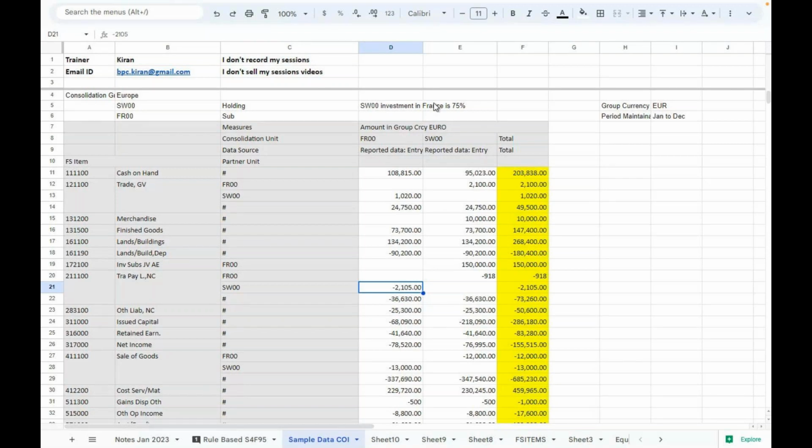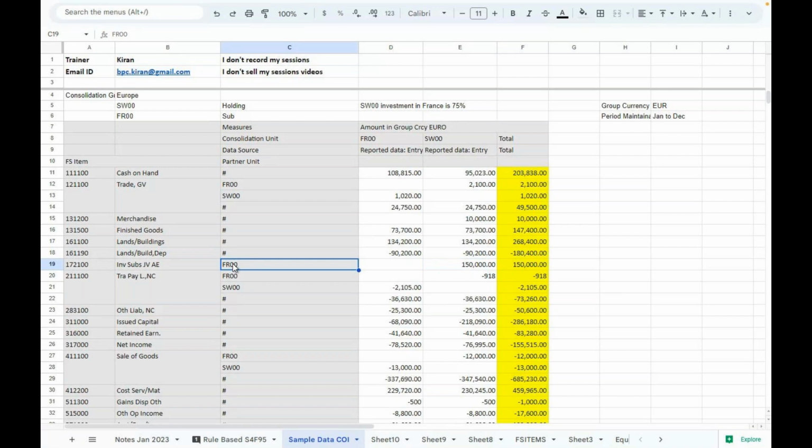This is the percentage. Now there is an account 172100, which is called investments in subsidiaries. So the investment in subsidiaries is something around this. Switzerland invested in France. France is the partner unit. So 150,000 euros, 150,000 euros. Switzerland's investment in France.